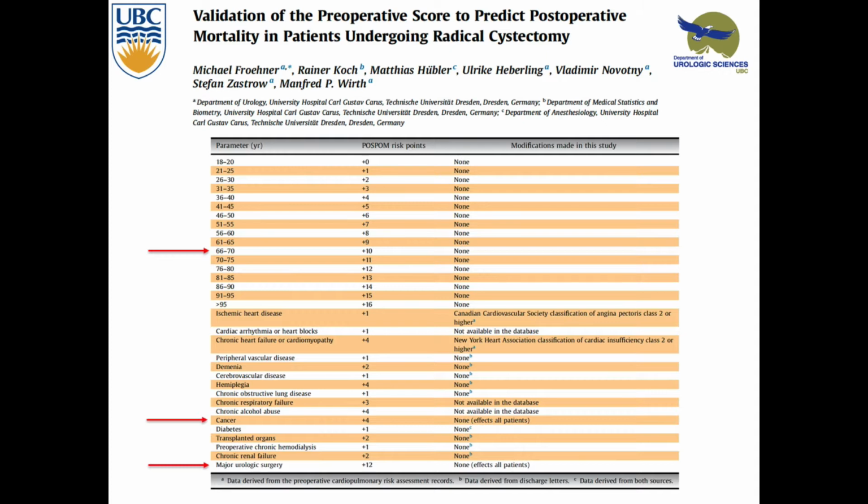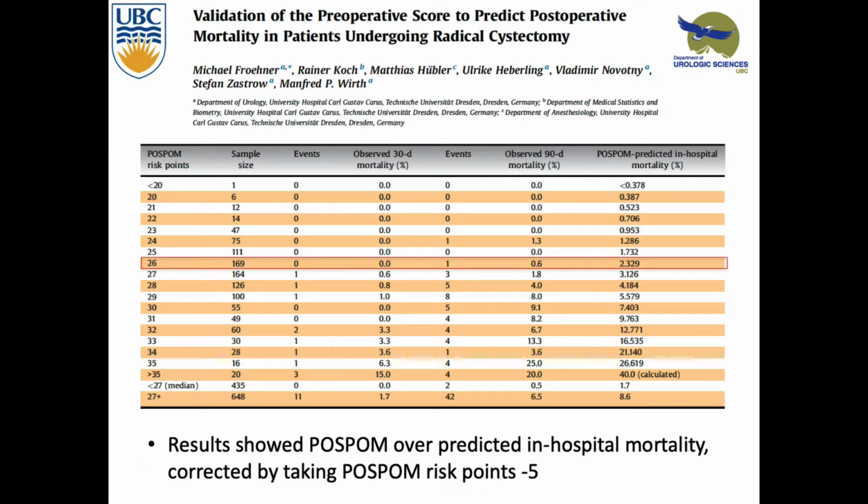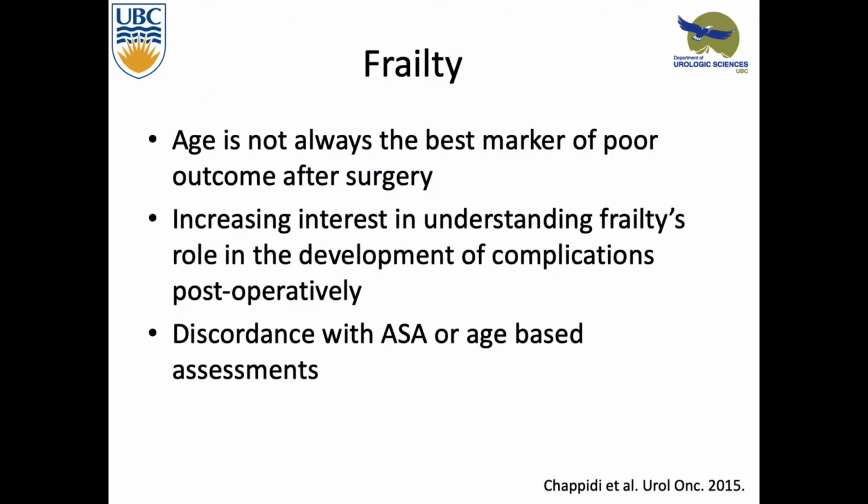So this was a study that looked at POSPOM in radical cystectomy patients. If you think of our average patient, they're over 65, so they're going to get 10 points for their age, and they'll get 4 points for having cancer, and they get 12 points for major urologic surgery. So you're at 26 points right off the bat, which predicted from this would give you a 2% in-hospital mortality rate. Now, for this study, they found that there was an over-prediction of the in-hospital mortality rate, and they thought if you take off 5 points, you're more around the mortality rate seen in hospital. So if we take off 5, we're at 21, so there's about 0.5% risk for our patient who has no comorbidities, which I'm sure you guys haven't seen very often.